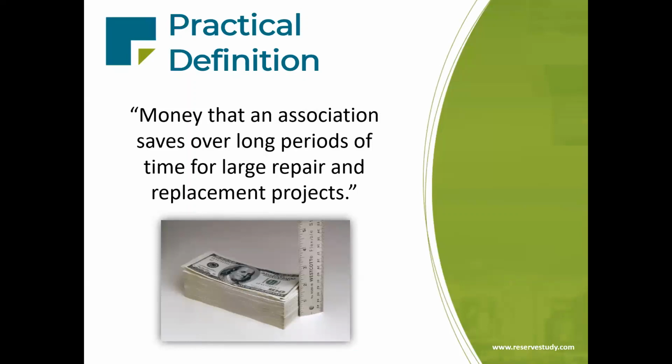All right, for now, I just want everyone to keep this basic definition in mind. Reserve money is there for associations to save over a long period of time for major repair and replacement projects. Now, it's important to notice what I didn't say there. I did not say that you could spend reserve money on capital improvements, on paying an insurance deductible, really for any other purpose. This reserve money is scheduled for specific things.